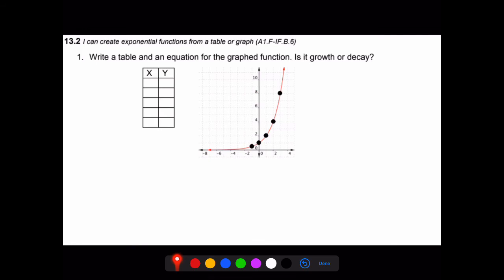This is section 13.2 on the test, so keep that in mind. This will be its own test section as well. It says, write a table and an equation for the graph function. Is it growth or decay?